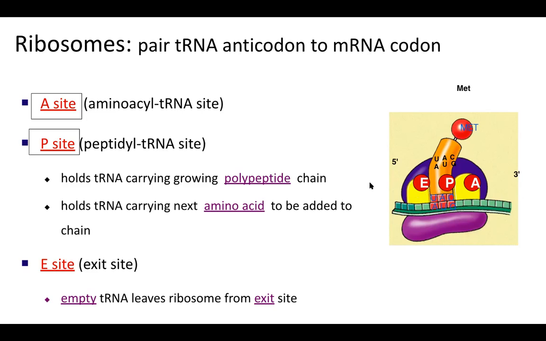will then move to the exit site and leave. A new one will come into the now vacant A site, and the tRNA that's in the P site should have two amino acids on it, the one from methionine and the one it was also carrying. So that's how the polypeptide chain builds in the P site. It's as the ribosome shifts down reading frames. So as it shifts down codons, a new tRNA is going to come into the A site, and that tRNA that's vacant is going to leave the E site, the exit site.